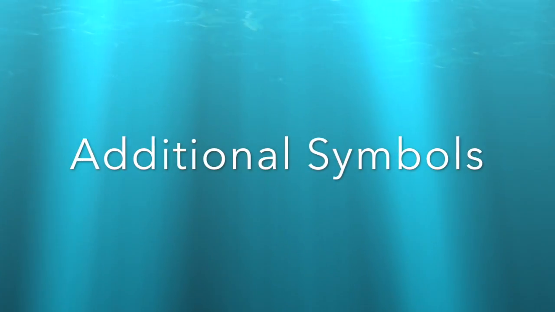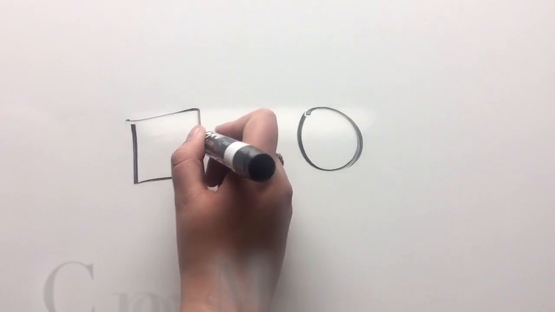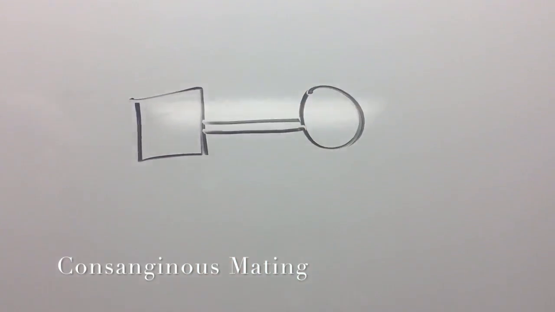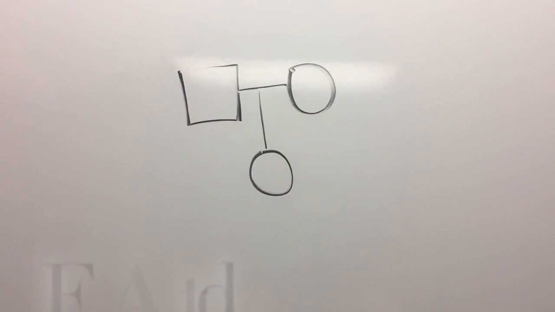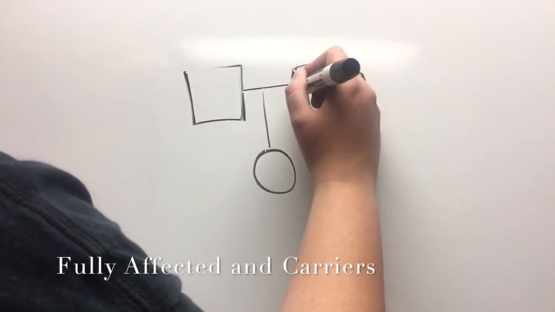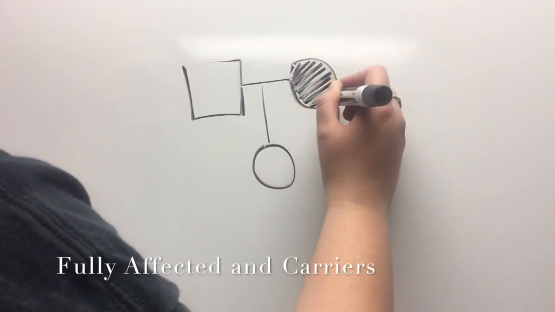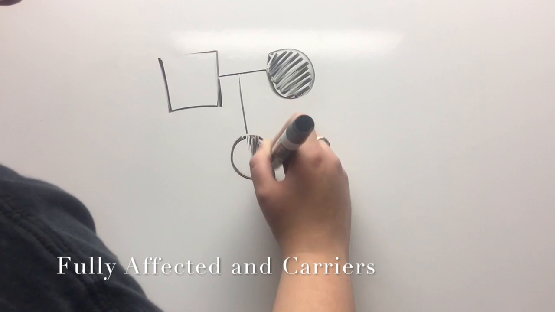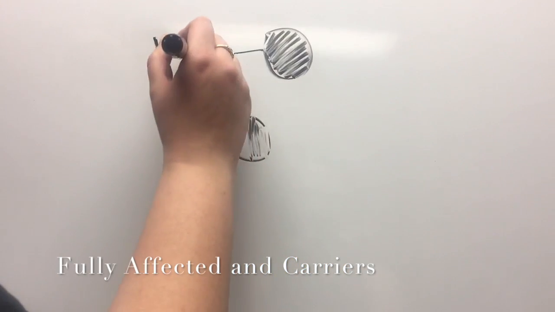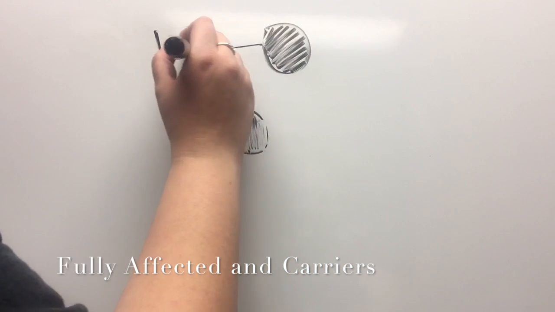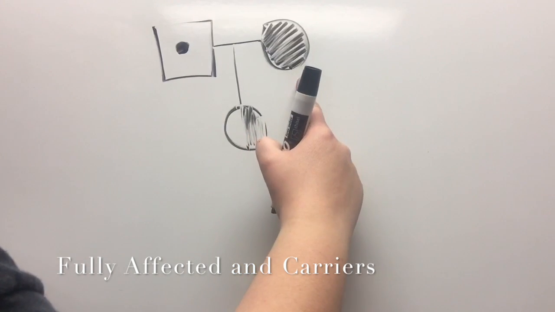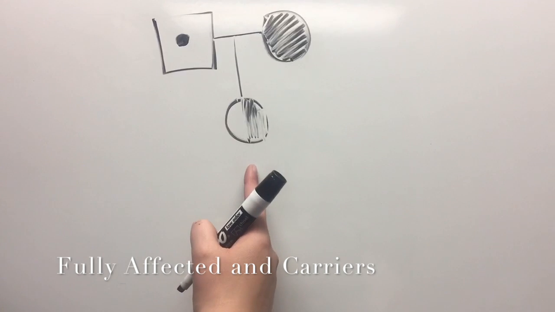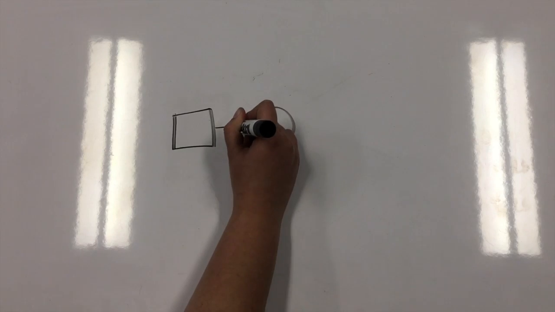Now some additional symbols. For people who are related and end up getting married, you draw 2 solid lines through them. For people who are fully affected by a specific trait, you color them in entirely. For people who are affected by a trait that is autosomal, they are half filled in. And for people affected by a trait that is X-linked or Y-linked, you give them a dot. So you have affected, carrier of X-linked, and carrier of autosomal.